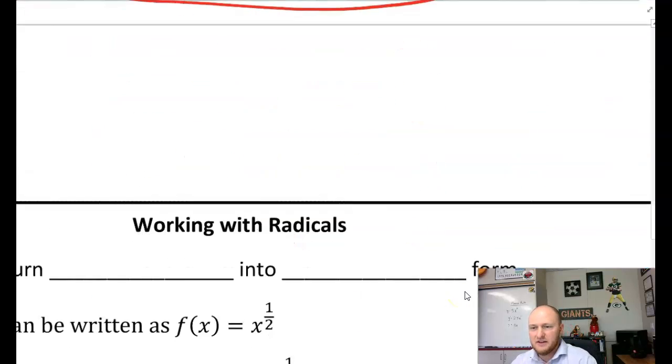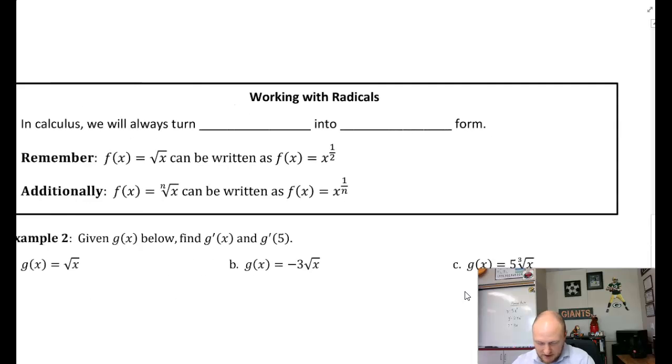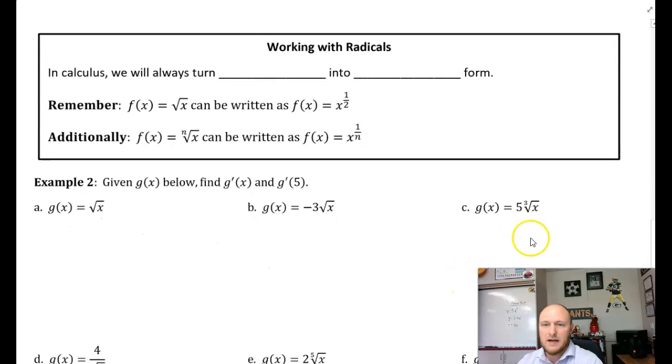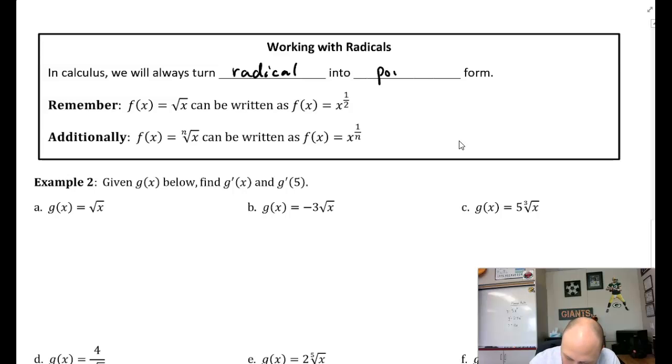Okay, now that we've remedied that, I'm going to go back down to here. All right, working with radicals. The deal with radicals is that whenever you're going to take a derivative, you always want to turn the radical into power form. What I mean by this is that the square root of x can be written as x to the power of 1/2.